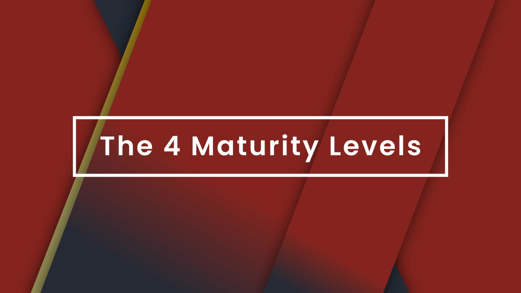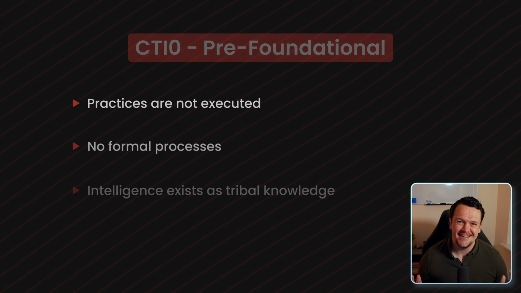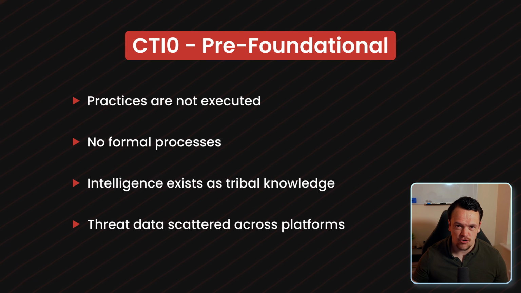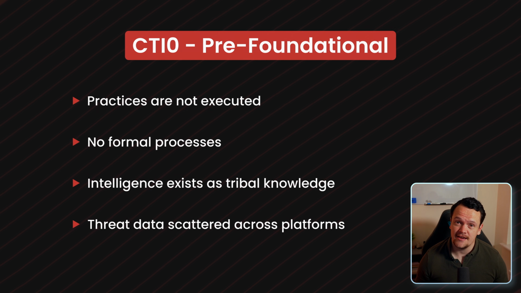The CTI-CMM defines 4 stages of maturity. These are not aspirational categories. They describe how your program actually functions on a given day and how you can move up those levels. The first is CTI 0, the pre-foundational stage. This is where practices are not executed. There are no formal processes for handling threat information. Intelligence, well, it exists in tribal knowledge, scattered across analyst inboxes and Slack DMs.